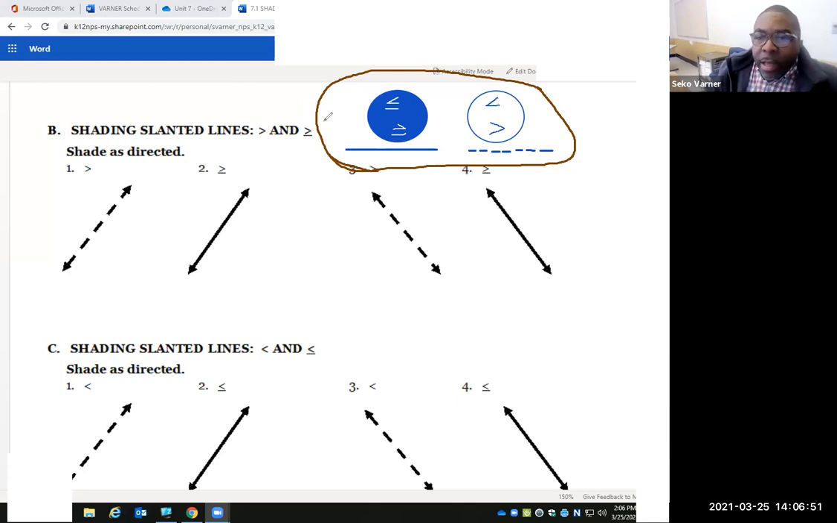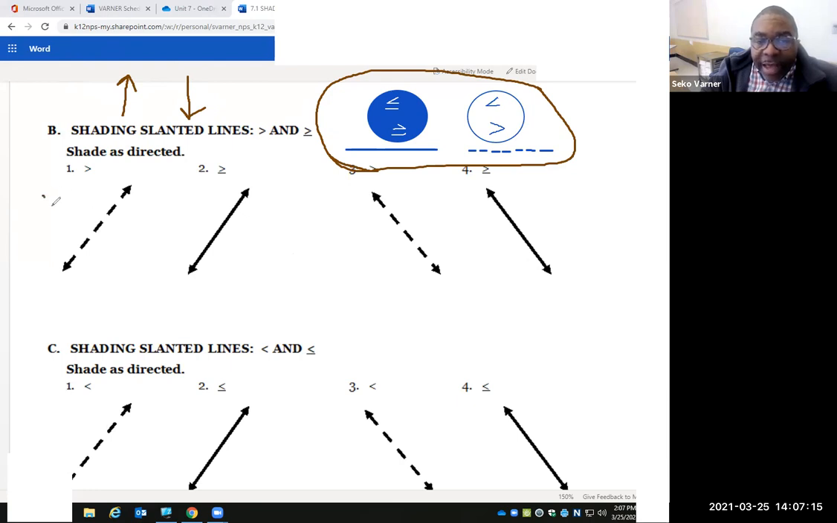Okay? Let's add this. If it's greater than, it goes up. If it's less than, it goes down. Okay? Greater than, it goes up. Less than, it goes down.